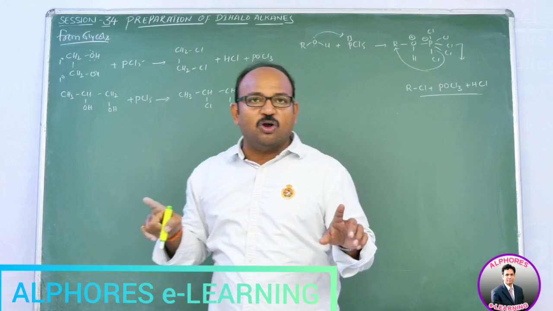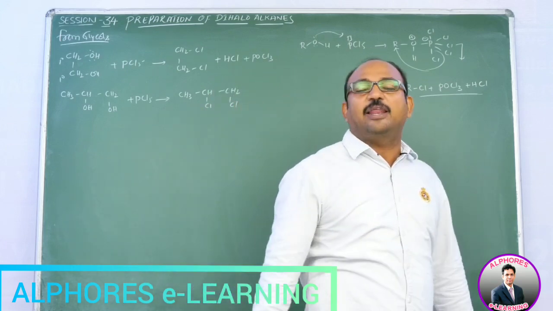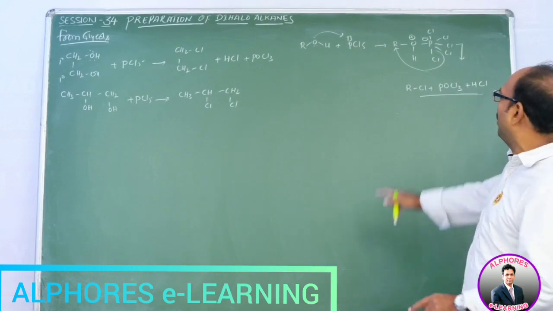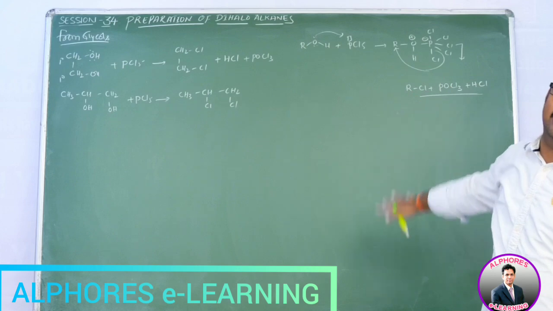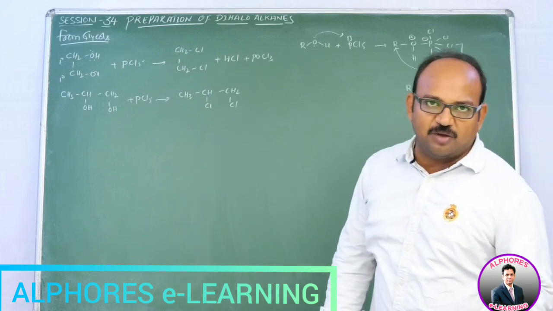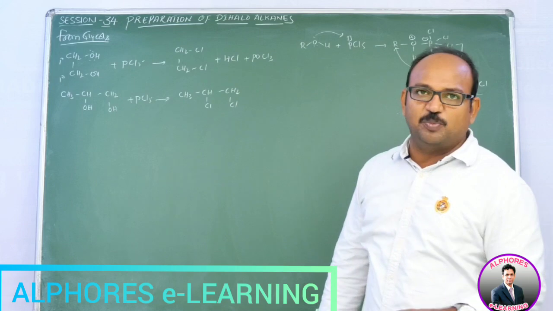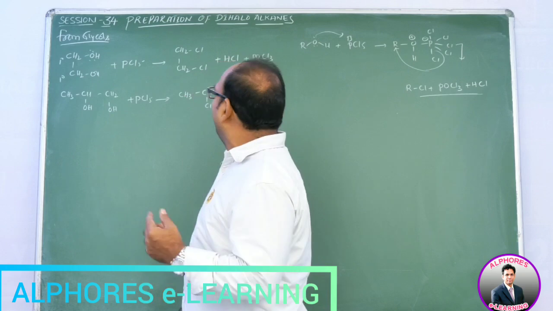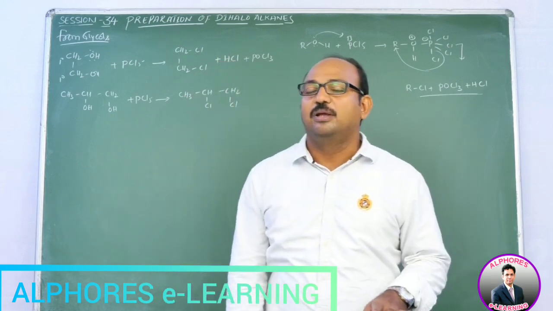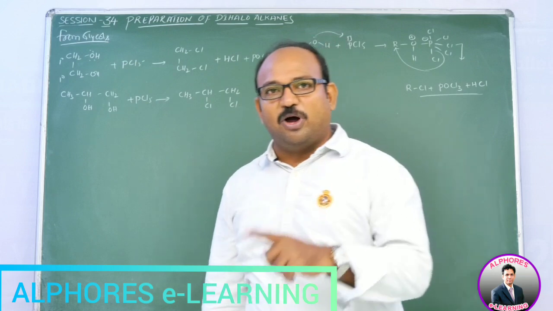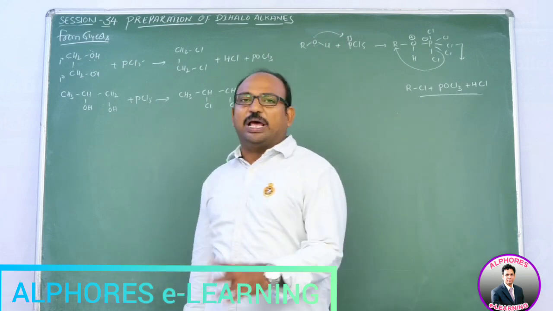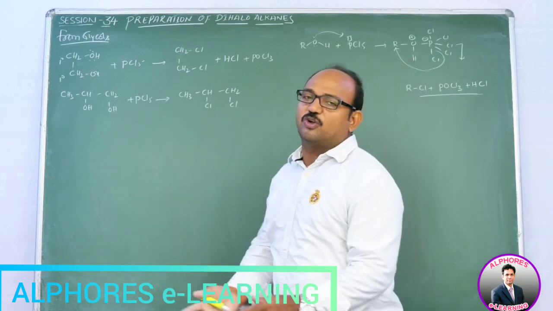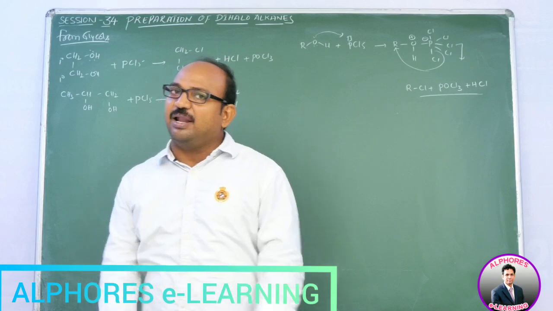Remember, here there is no carbocation formation, no rearrangement, no ring expansion. The mechanism does not proceed via carbocation formation or intramolecular rearrangement. That's why we do not expect rearranged products here. So we can prepare 1,2-dichloro and 1,2-dibromo compounds by this method. If you want 1,2-diiodo, again we have to go for the halide ion exchange method, not only for gem dihalides but for vicinal dihalides also.